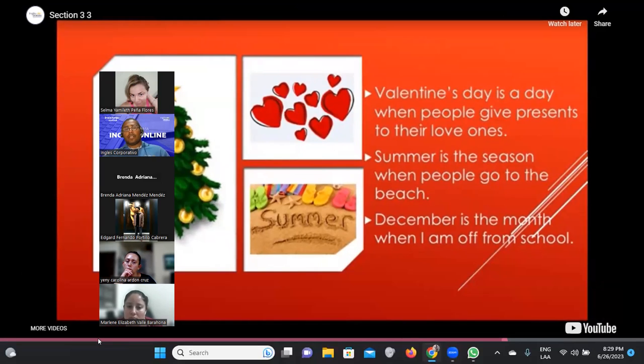All right, so let's look at these examples right here. Valentine's Day is a day when people give presents to their loved ones. Summer is the season when people go to the beach. December is the month when I am off from school.